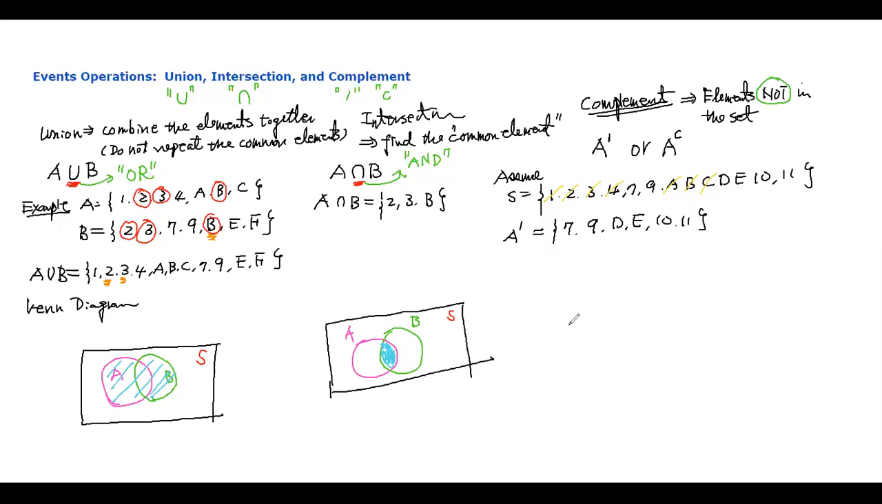Now let's take a look at complements. If this is the sample space, the Venn diagram sample space, and I have A here, so this is my A. What is the A complement? It's everything inside the sample space that is not in A. So the blue area is what we call the complement. Okay, so that's the lecture about the event operations and the Venn diagram.